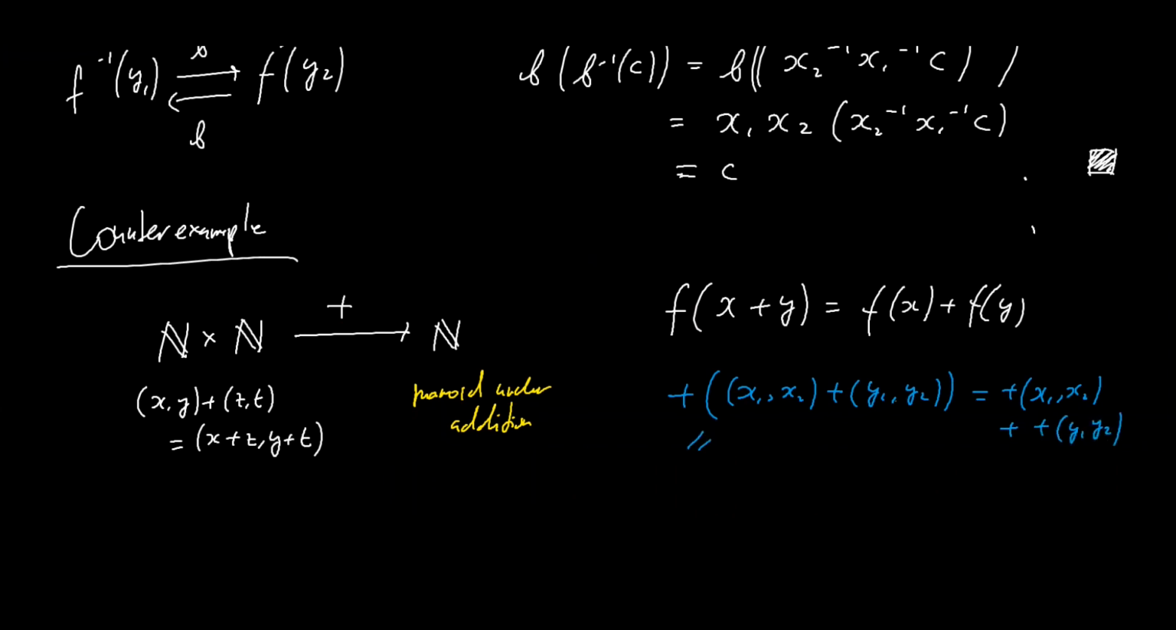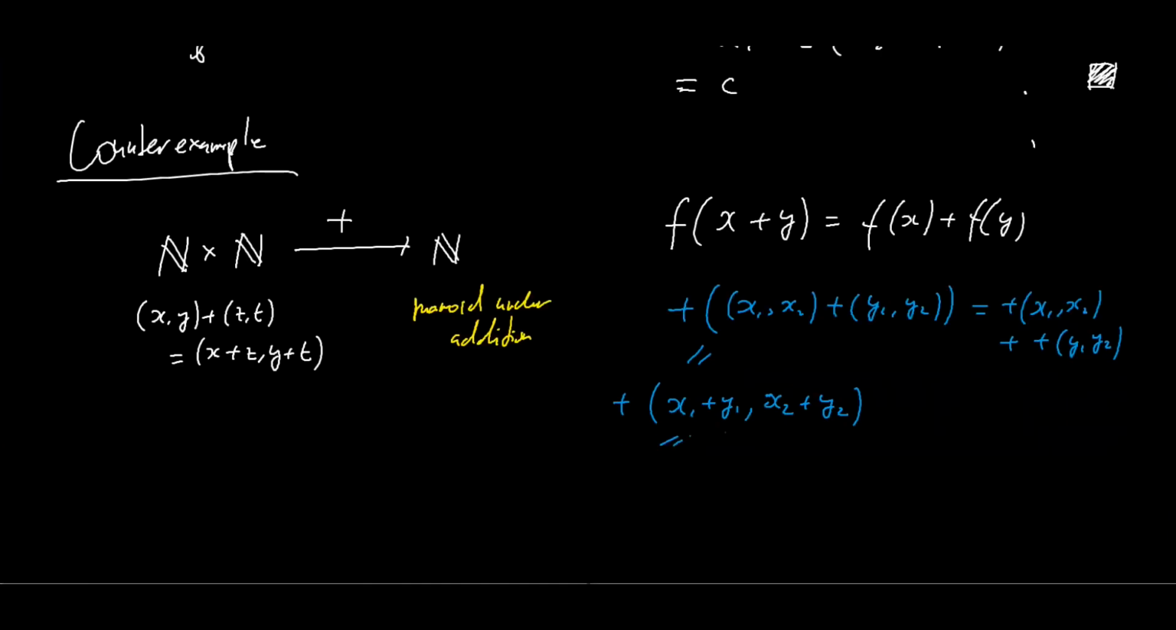And if we expand the left side, what is the sum of the pairs? Well, it's the way we define the sum of pairs. It's plus applied to (x1 + y1, x2 + y2), right? And of course, plus applied to that is just adding the two coordinates. So it's this.